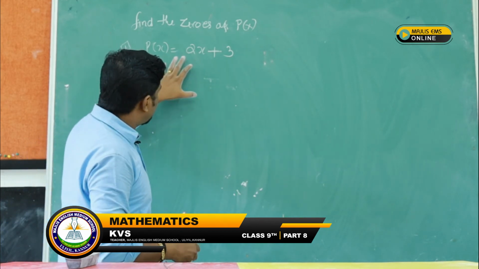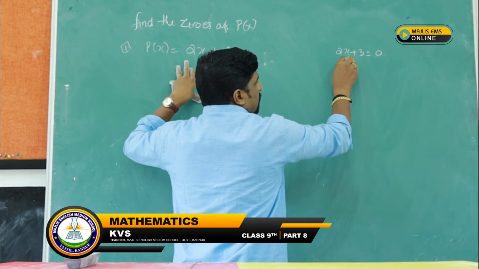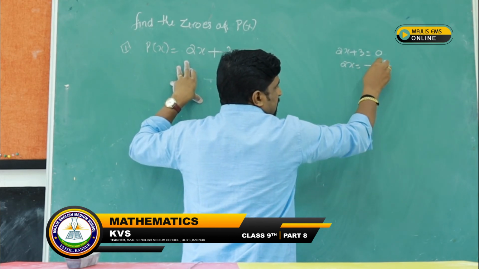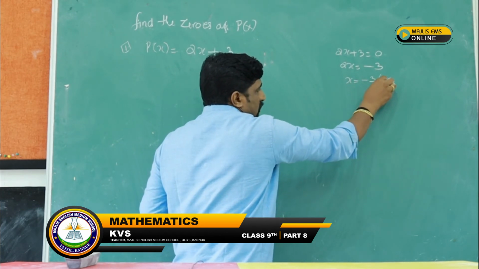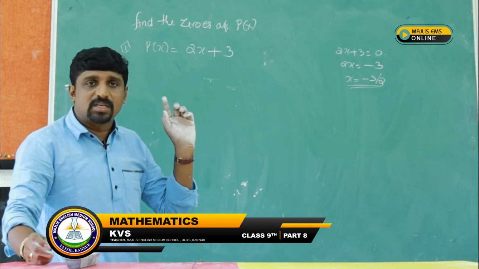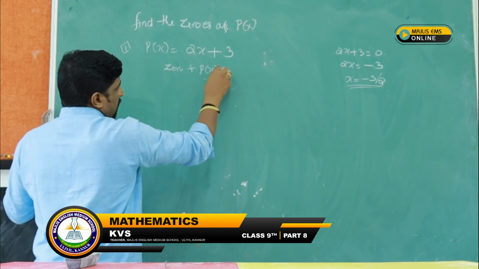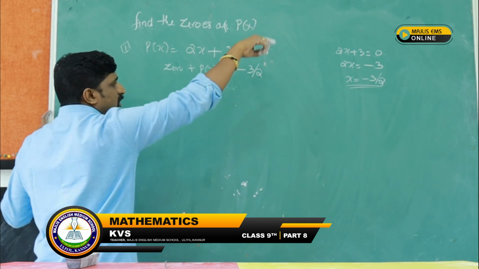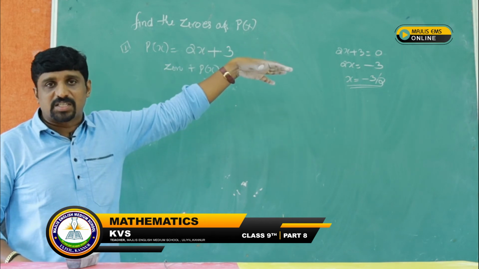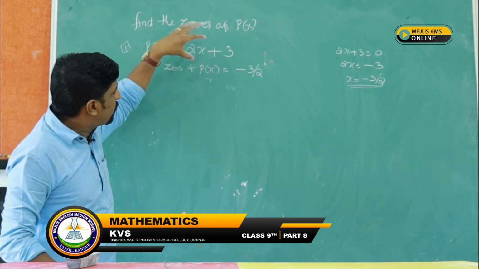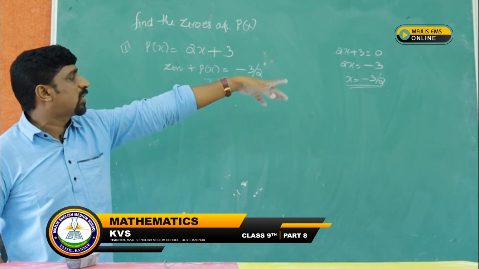Next, we can do it like this. First we equate 2x plus 3 equal to 0. Then find out the value of x. Therefore 2x is equal to 3, taken to that side, it becomes minus 3. Then x is equal to minus 3 by 2. The value we got for x is considered the 0 of that polynomial. Therefore, last you write like this: 0 of p of x equal to minus 3 by 2. No need to substitute first 1, then 2, 3, that's not possible here because we got a fraction. The polynomial can be equated to 0, then find out the value of x.